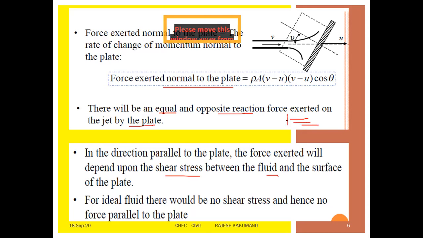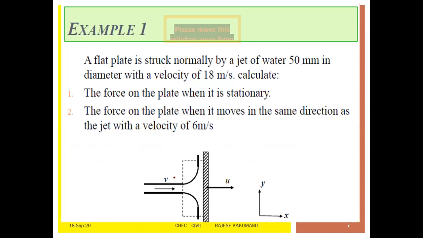So when this water is touching any boundary of any plate, it may be closed or open, what happens? Shear stresses are acting on this water or fluid. Next, for an ideal fluid, there would be no shear stress and hence no force parallel to the plate. So if there exists an ideal fluid, what is the condition? There would be no shear stresses forming and no force parallel to the plates. Next, let's see an example of this.